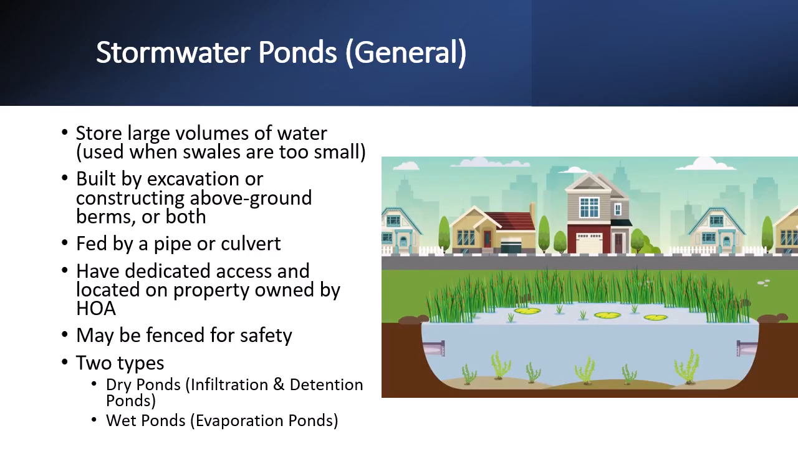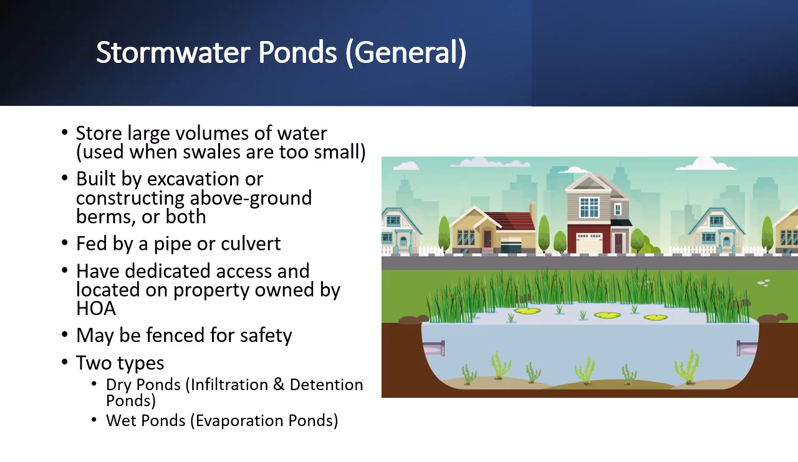The next stormwater facility we'll discuss is stormwater ponds. But before discussing individual types of stormwater ponds, we'll cover a few general things that they all have in common. All stormwater ponds are used when swales are too small to handle the volume of stormwater generated from the paved surfaces. They are built by excavating the ground, constructing above-ground berms, or both, depending on site conditions. They are usually fed by an inlet pipe or culvert.